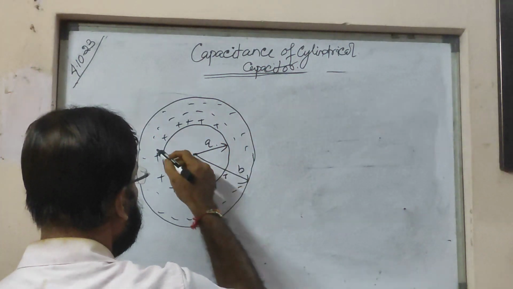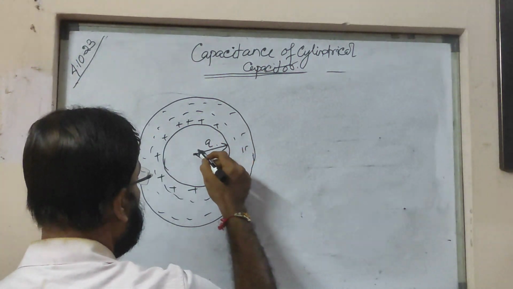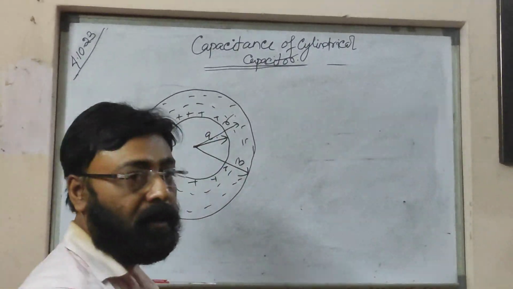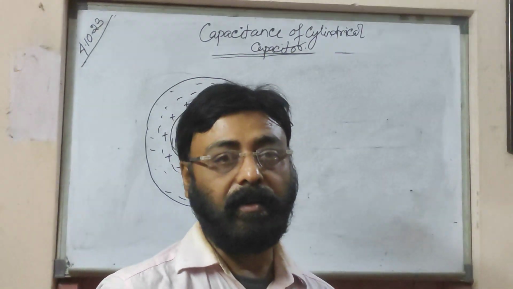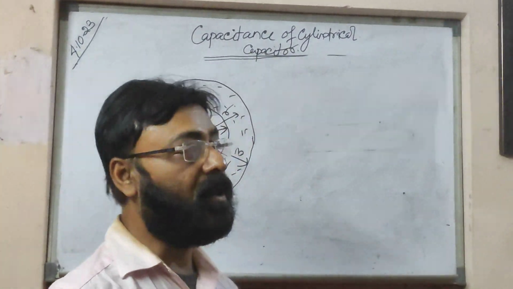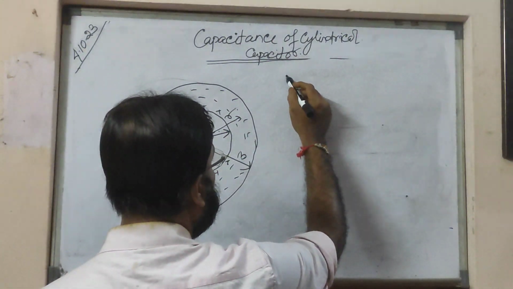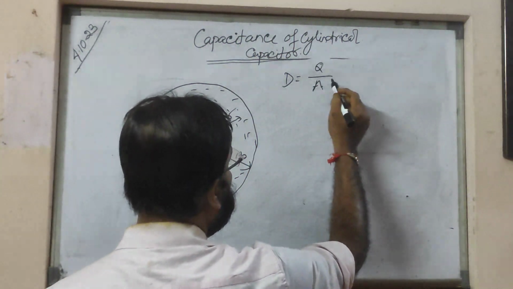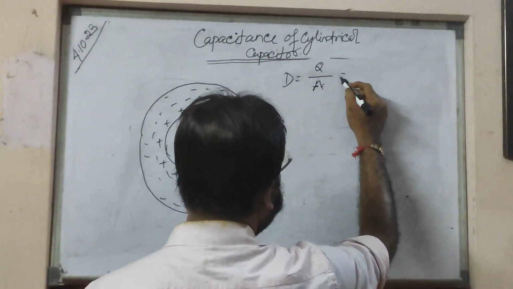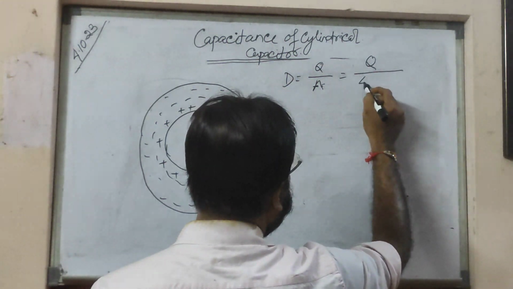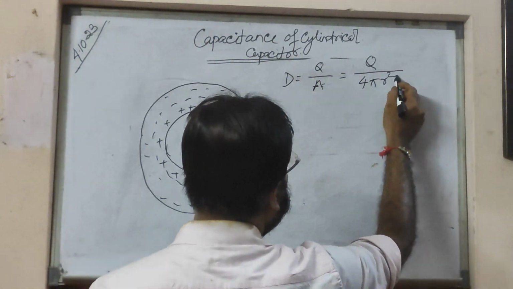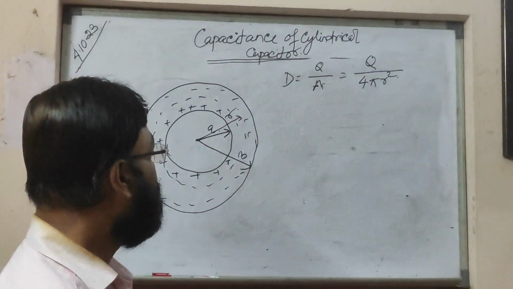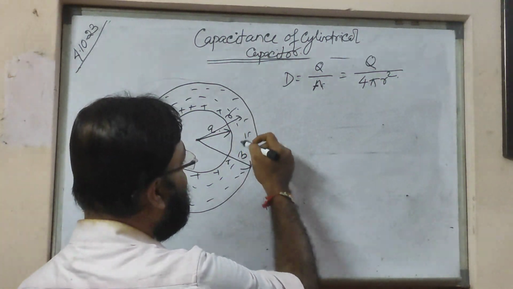Now we know that again we can apply the Gauss formula. Suppose consider an imaginary sphere at a radius r. Now we know that the surface integral of D dS is equal to Q, that is flux coming out is equal to charge enclosed. So from that we can write D is equal to Q by A. So what is the area of the imaginary sphere? It will be Q by 4 pi r square. We know that the area of the sphere is 4 pi r square. We are taking it for this imaginary sphere.